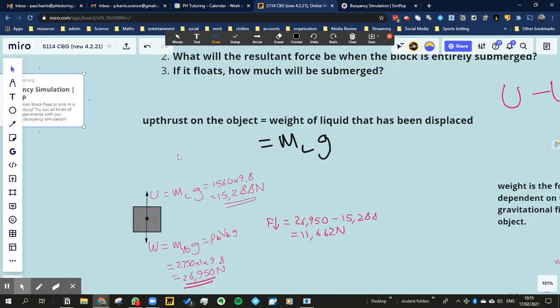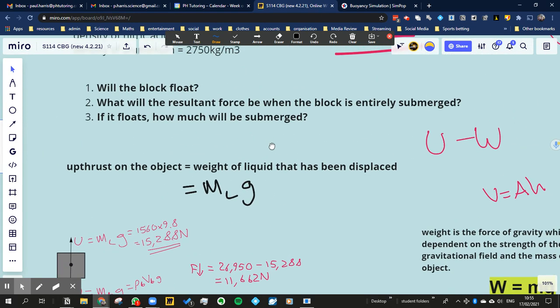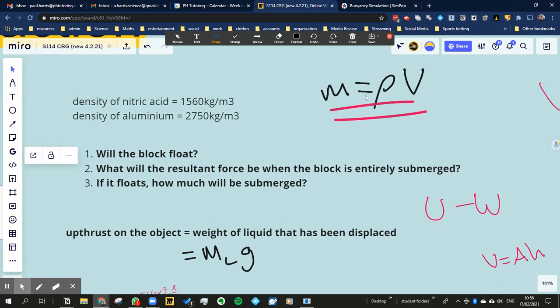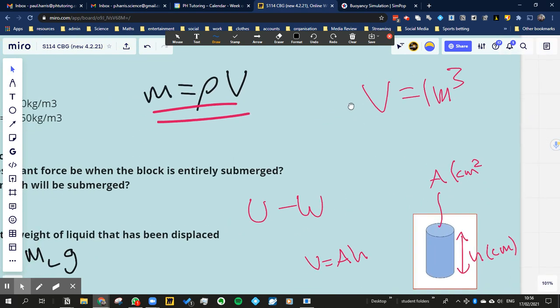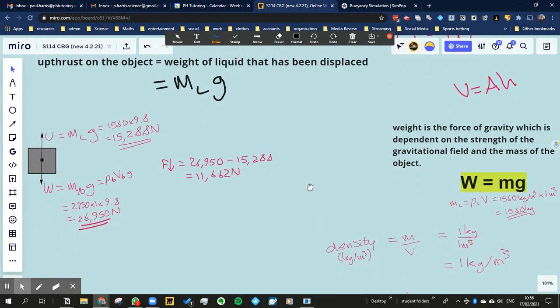The first thing we need to understand about upthrust is it's nothing more than the weight of the liquid that has been displaced. Upthrust is caused by the liquid trying to fall and therefore pushing the object up. So you can always calculate the upthrust of an object by multiplying the mass of the liquid that has been displaced by the strength of gravity. In our case, we have the densities of the objects. We don't have the masses, so we use this formula to relate the two because we do have the volume. Then we can use that to calculate the forces afterwards.